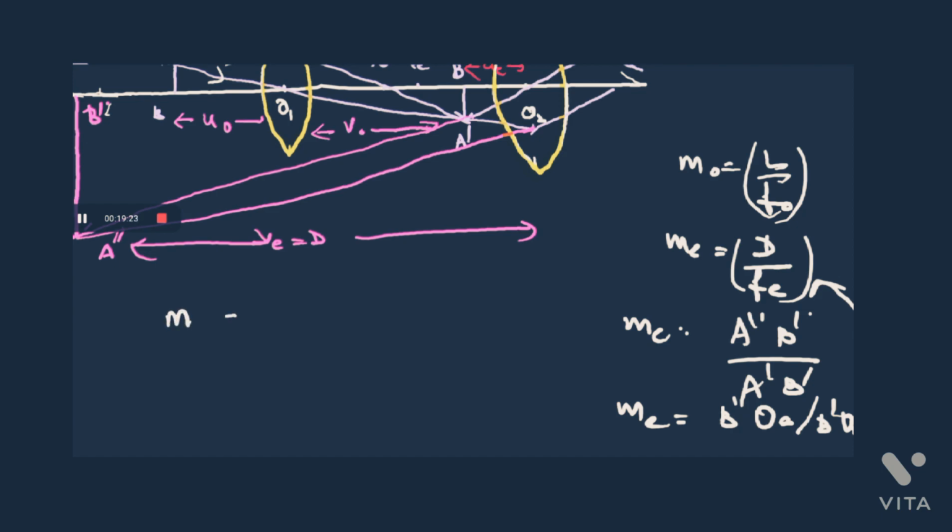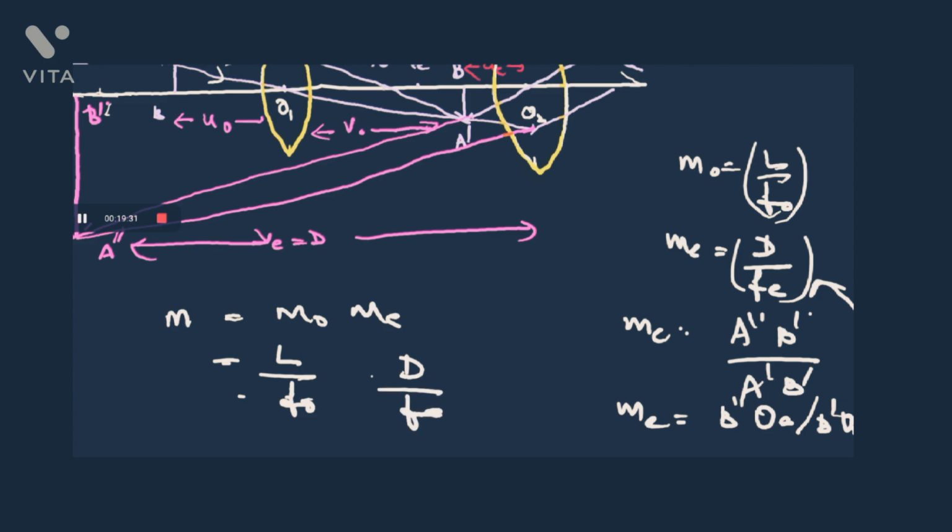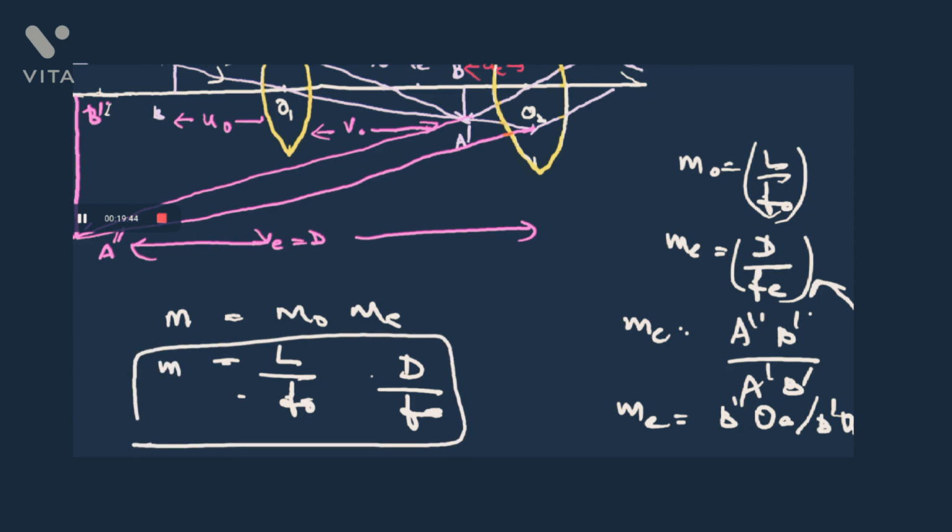The magnifying power M is equal to M naught into ME, which is L by F naught into D by FE. This is the other formula, when the final image is formed at infinity. So you have two cases: one is when the final image is formed at the near point, and the other is when the final image is formed at infinity. It will depend on how the problems are asked. You have to draw that diagram and then write the formulas. But remember the formulas for doing the problems. It will be useful for doing the problems, right?